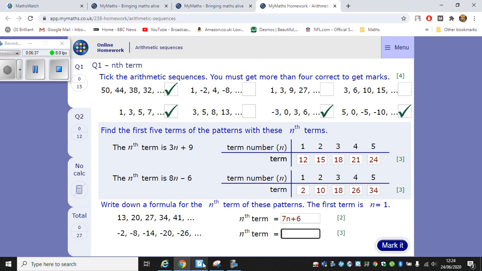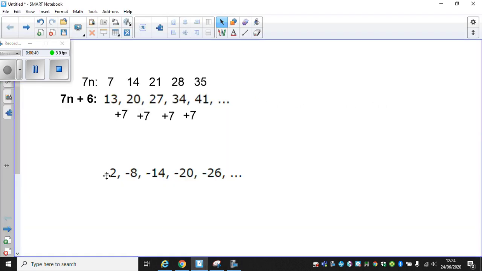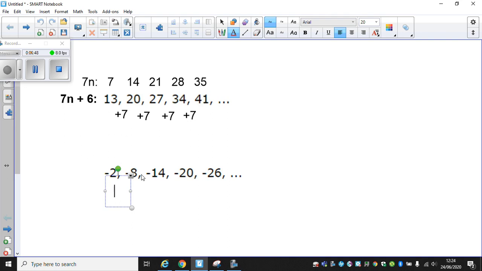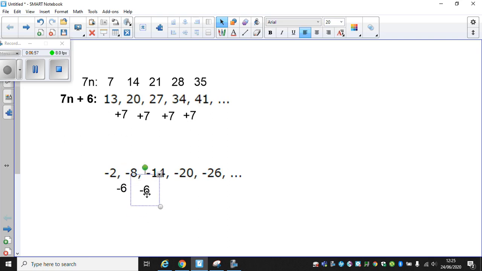Okay, for the next sequence. The next sequence is -2, -8, -14, -20, -26. The first thing we're going to recognize here is there is a gap of 6 between our numbers. We're going down by 6 each time. So -2 take away 6 gives us -8. -8 take away 6 is -14. -14 take away 6 is -20. And -20 take away 6 is -26.